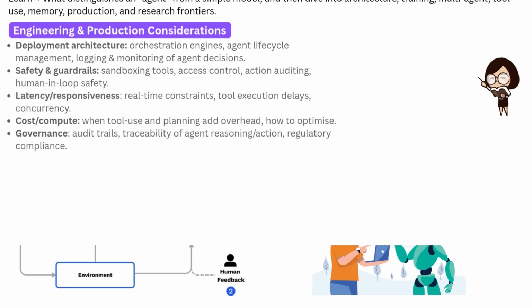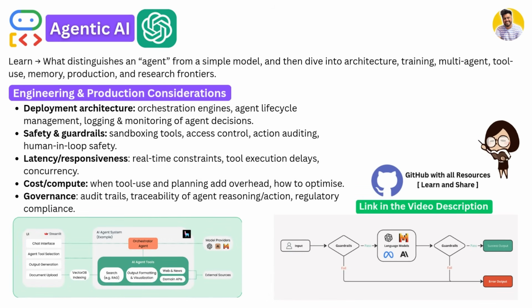Okay, and then alongside you can learn about the engineering and production-scale considerations for the deployment of these AI agents, such as orchestration engines, their agent life cycles, the logging and monitoring of AI agent decisions, along with guardrails, so that you can easily control what the agent can and cannot do. You can also set access control and human in the loop for safety as well.